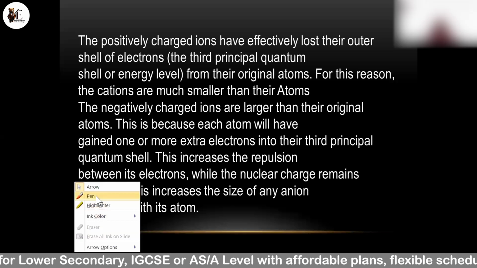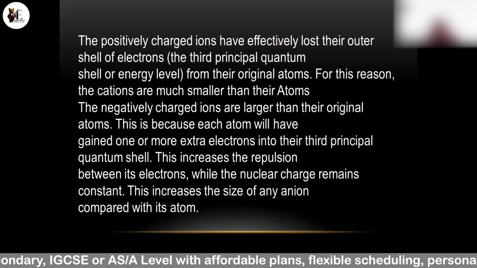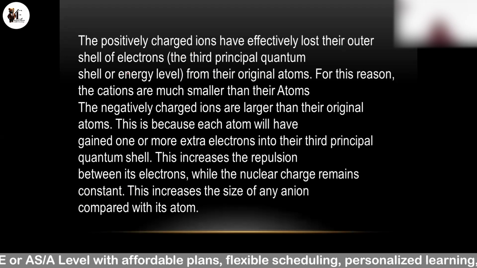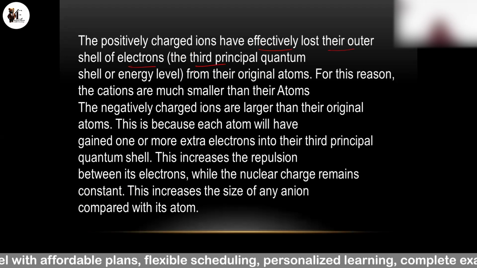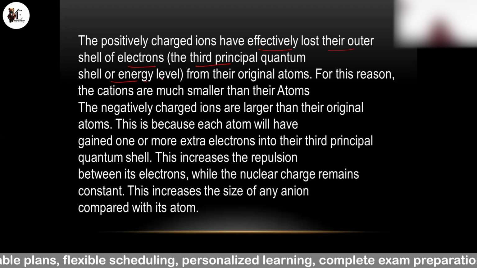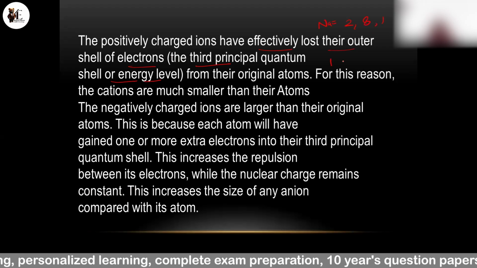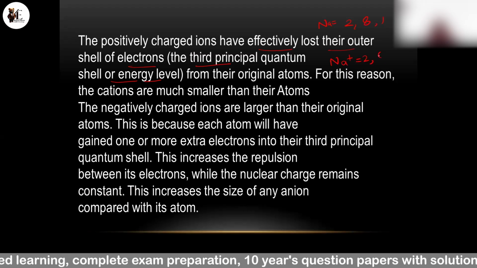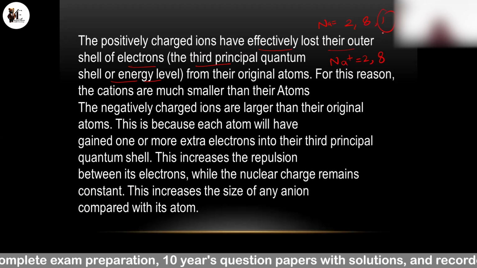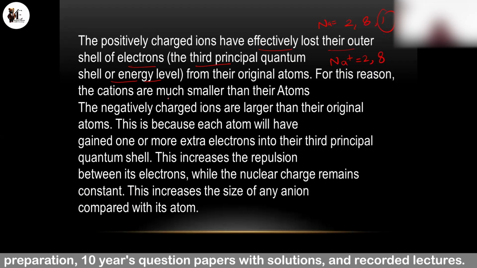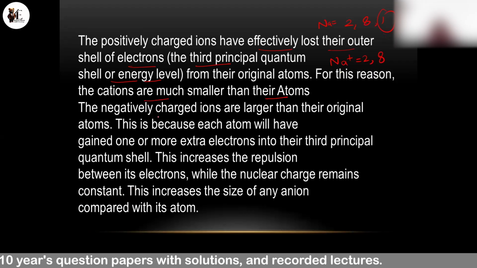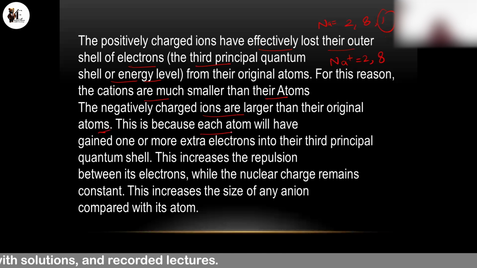So what about the positive ions? The positively charged ions have effectively lost their outer shell of electrons, that is the third principal quantum shell or energy level. For example, 2,8,1 for sodium. When it becomes Na+, it completely loses this outermost electron. For this reason, cations are much smaller than their atoms, and the negatively charged ions are larger than their original atoms because each atom has gained one or more extra electrons into its third principal quantum shell.